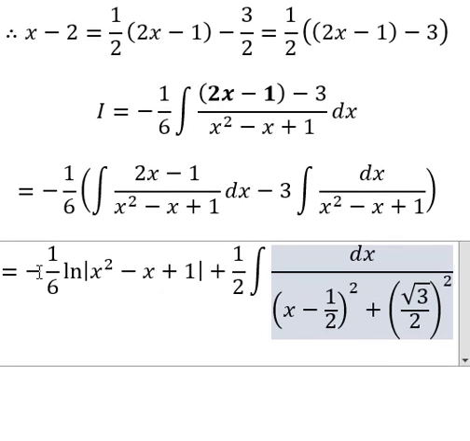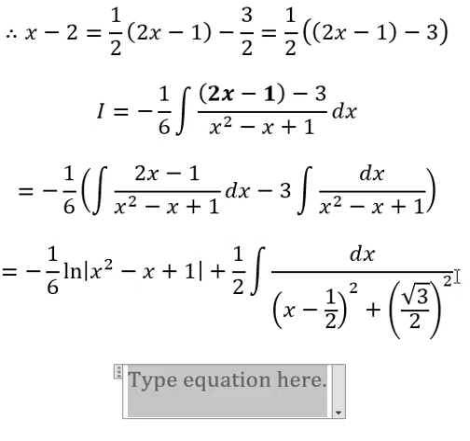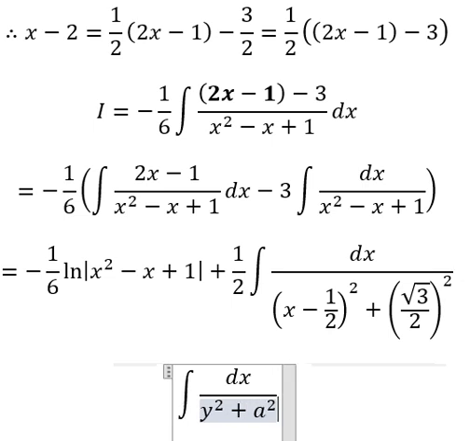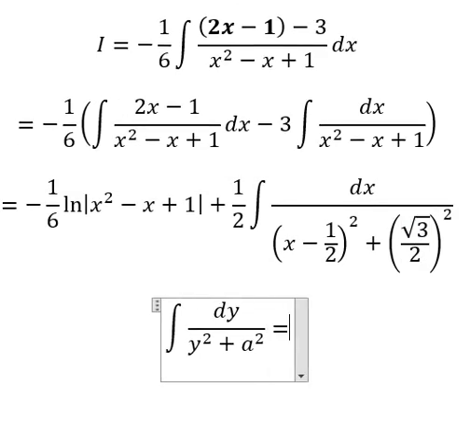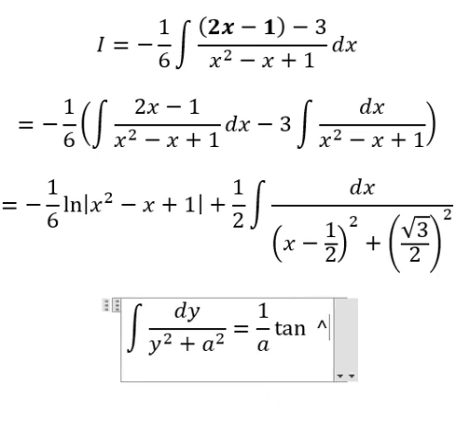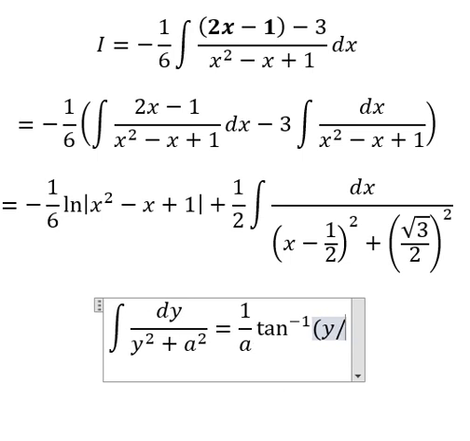So you see that this first part is already done. You're going to complete the second part. All you have to do is go to your books and check what is the integral of dy divided by y squared plus a squared. In this case, your y is just x minus half, and your a is just root 3 over 2. If I remember well, this is equal to 1 over a times tan inverse of y over a, something like this.